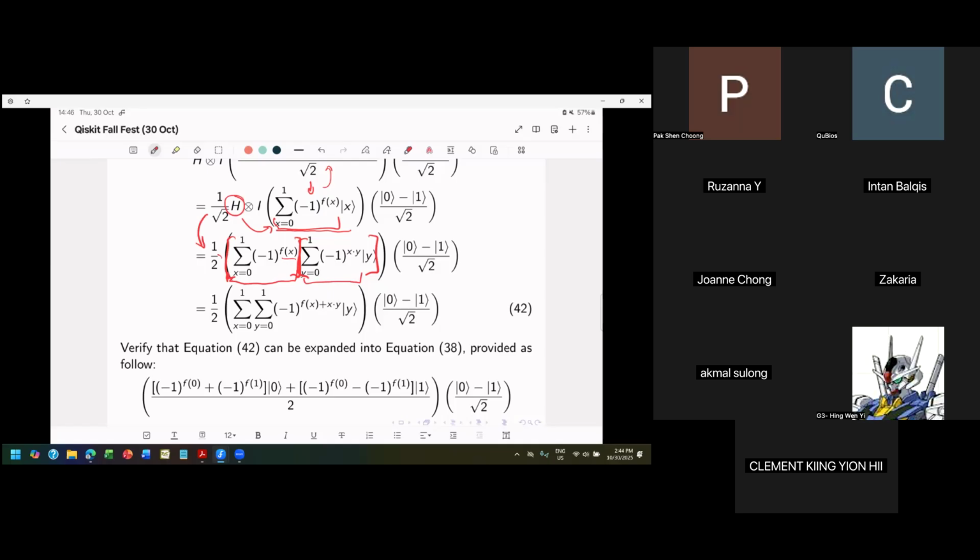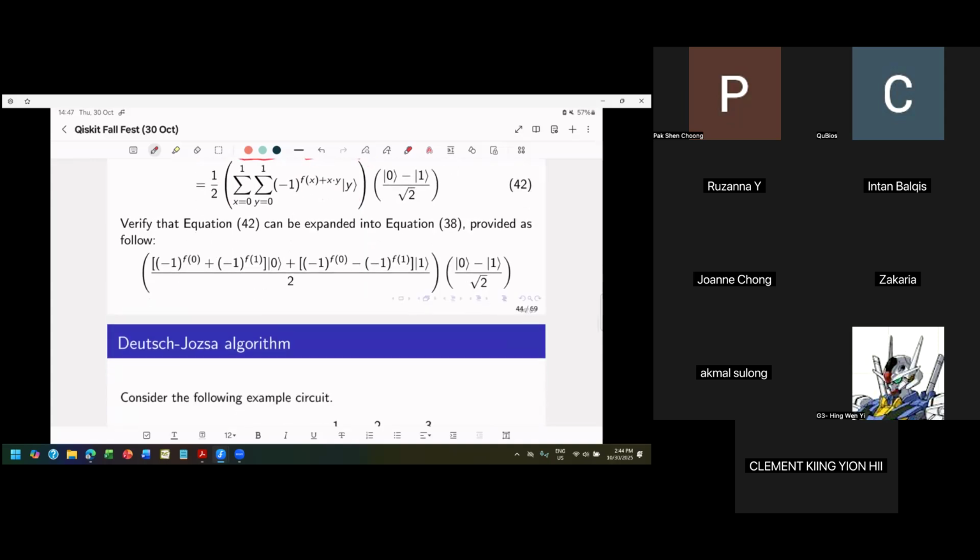I hope everyone can do this. Yeah, basically you just apply equation 42 and then just expand it, right? And you should be able to get the equation as follows.